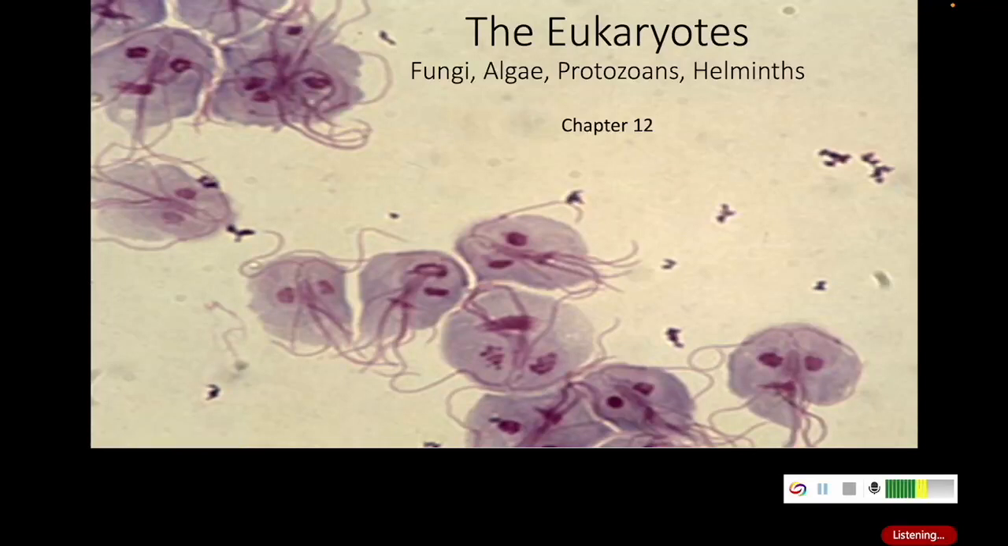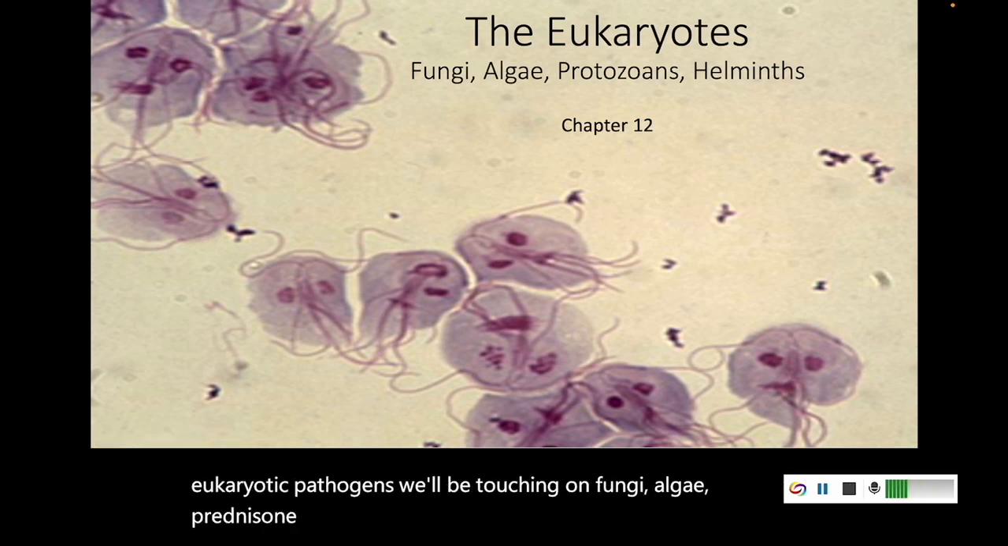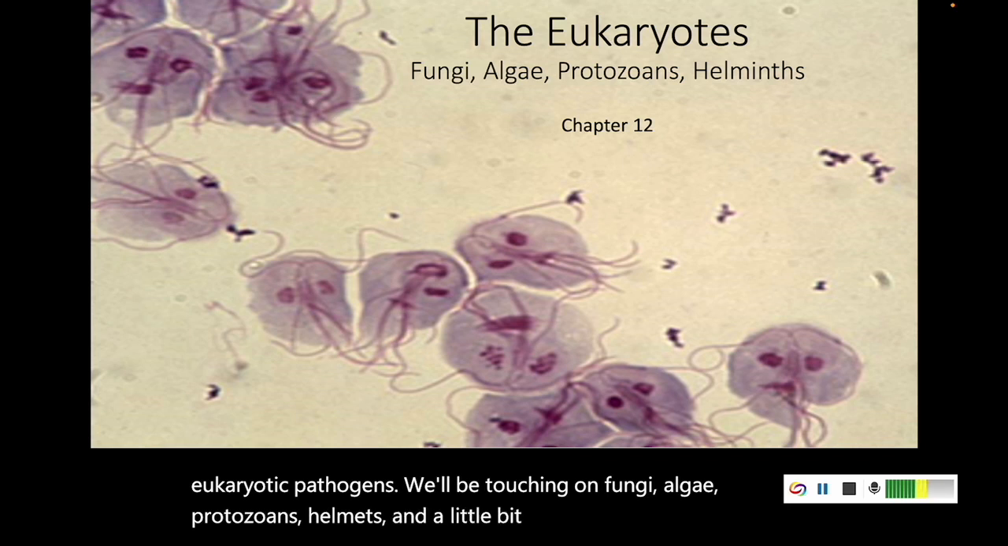Welcome back, class. So in chapter 12, we're talking about some eukaryotic pathogens. We'll be touching on fungi, algae, protozoans, helminths, and a little bit on some vectors, some animals that can be vectors.